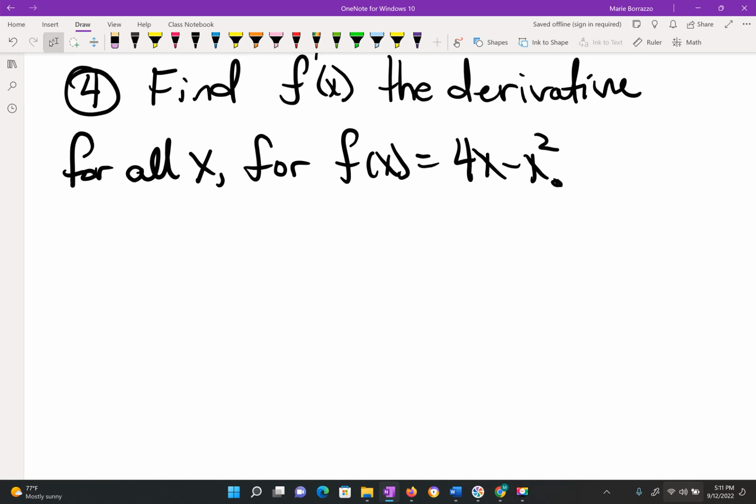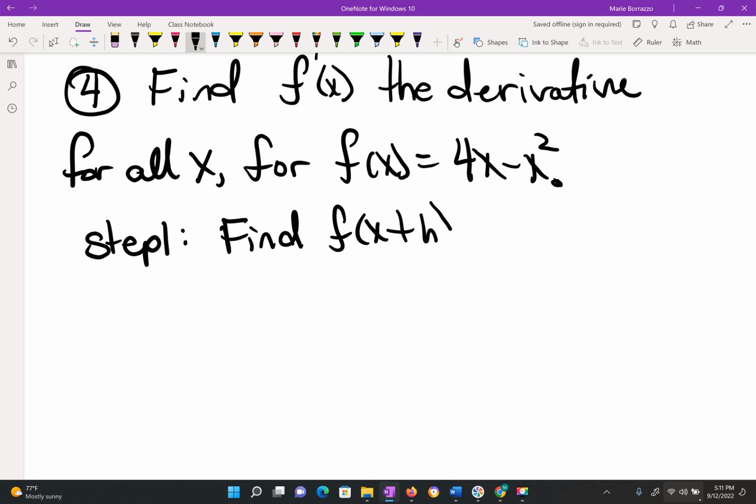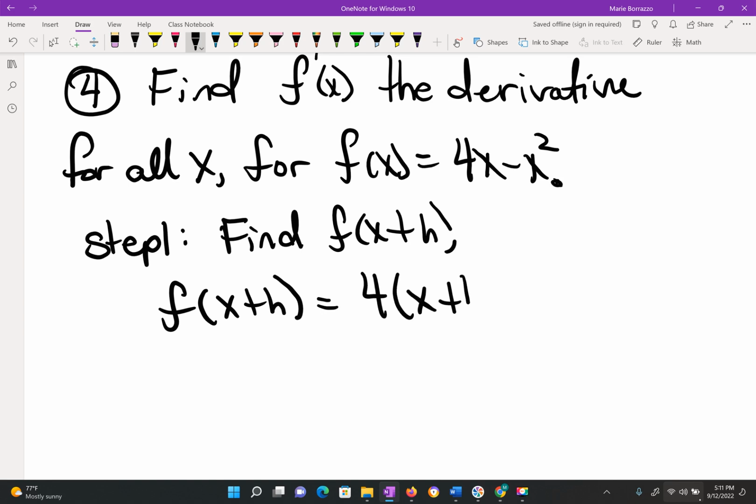So we're going to start with step 1, if you wish, which in step 1, we're going to find f of x plus h. And so that means that we're going to use f of x plus h, and we're going to substitute that into our equation, 4 parentheses x plus h minus x plus h squared.